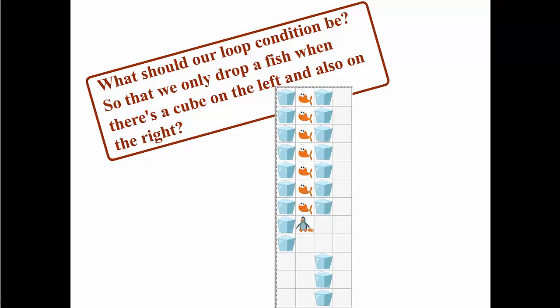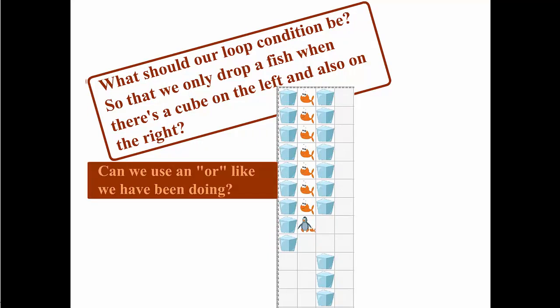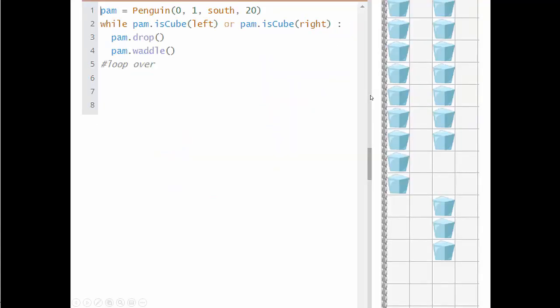And that raises the question of what our loop condition should be so that we only drop a fish when there's a cube on the left and also on the right. You might be thinking we can use an or, right? If you remember, an or is true when both conditions are true, right? We looked at some truth tables. And one of the times that an or statement is true is when the left and the right is true. So let's try our or statement, see what this would look like.